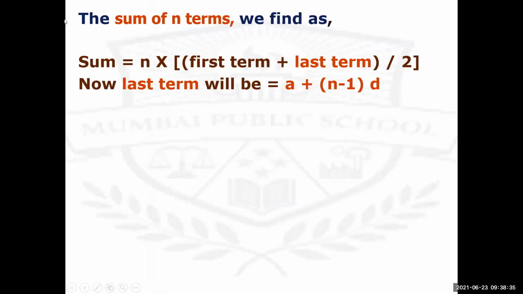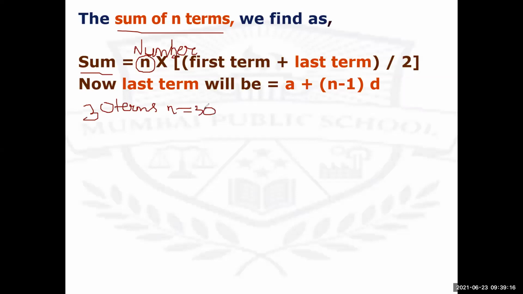We'll first check the formula of the sum of n terms. Now, how do you find that? Sum equals to, now this n which is there, n stands for number. If you're talking regarding the sum of 30 terms, that means your n equals 30. So n denotes this number.